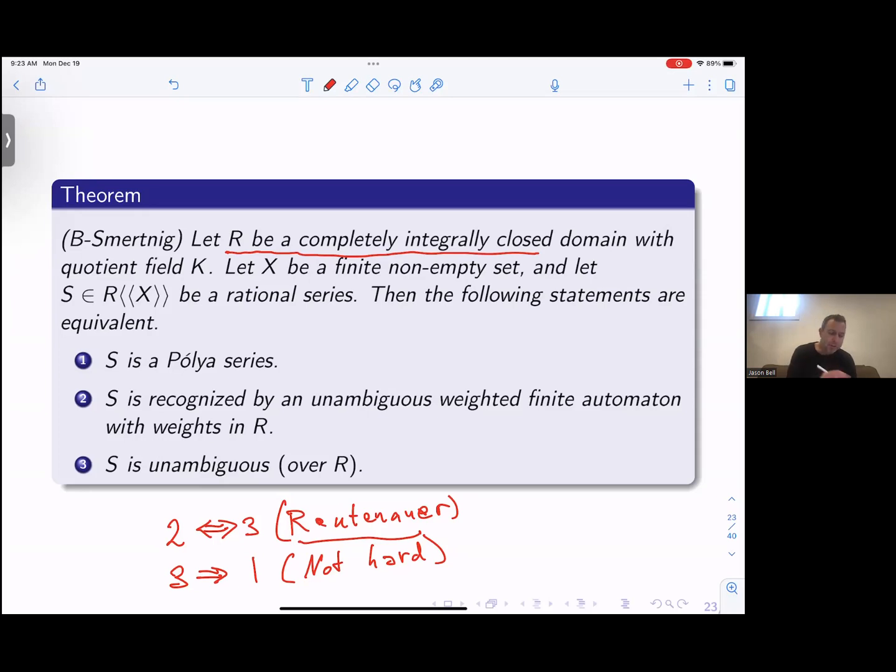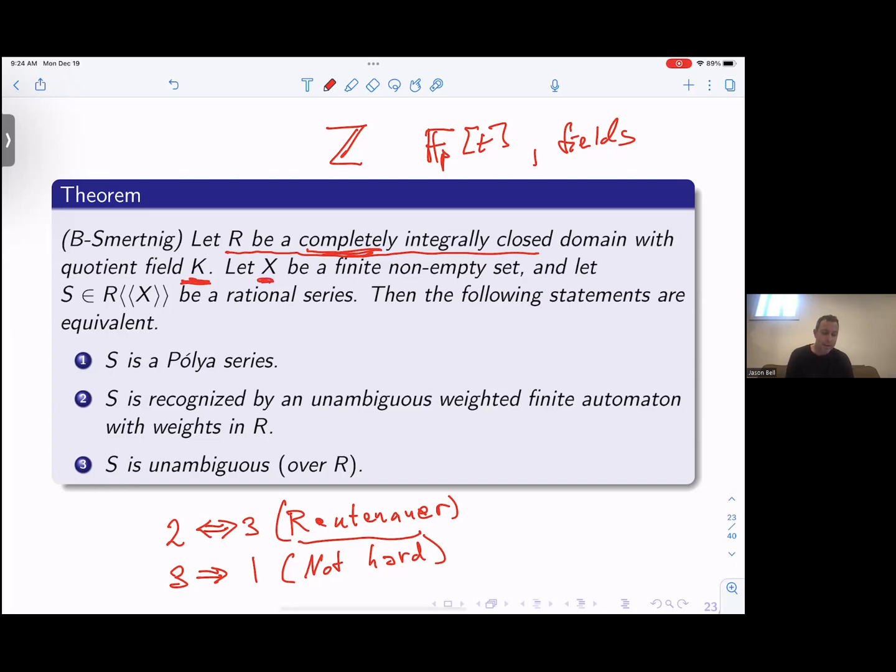But for the purposes of this talk, the important thing to note is that things like Z or F_p or fields are all completely integrally closed. Completely integrally closed is a little stronger than being integrally closed, and this condition is necessary for this theorem. There are counterexamples somehow, although I don't remember what they are, when we have something that's just integrally closed but not completely integrally closed. For the purposes of this talk, though, we're just going to take R to be a field. That will make our lives much easier.